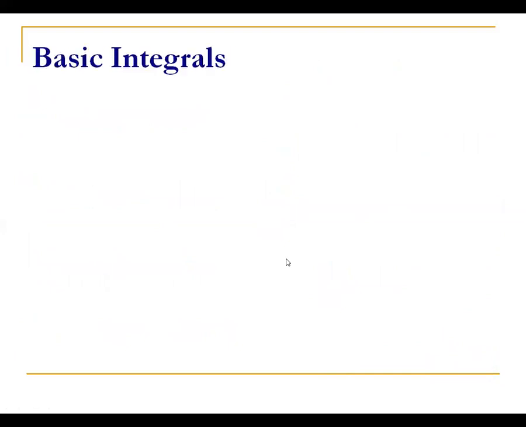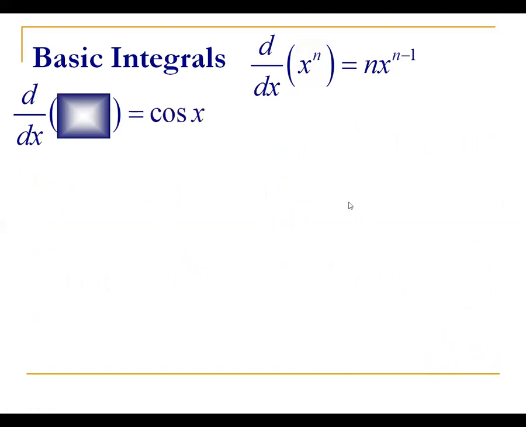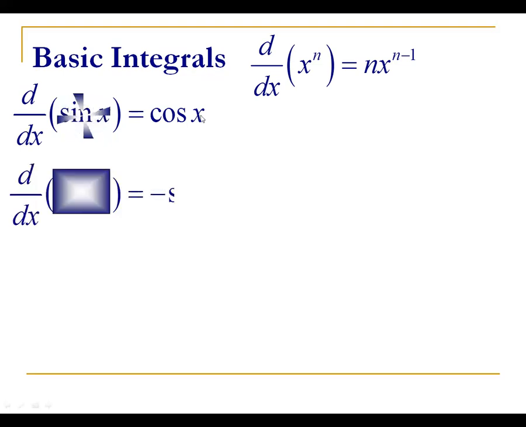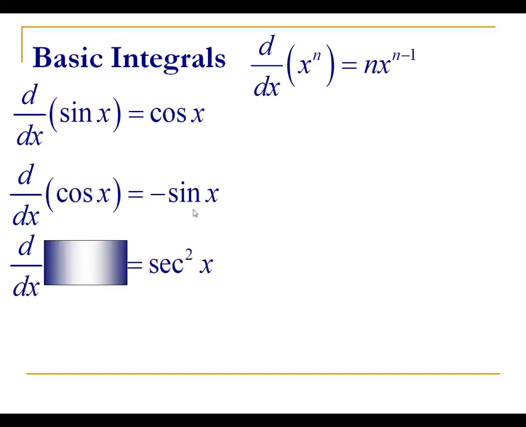Okay, how about some basic antiderivatives? Well, the antiderivative of x to the n is x to the n plus 1 times 1 over n plus 1. Really botched that one up, sorry about that. Derivative of sine is cosine, so the antiderivative of cosine is sine. Now, since the derivative of cosine is negative sine, the antiderivative of sine is negative cosine.